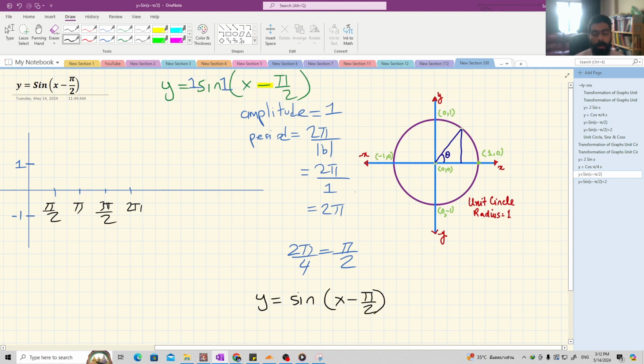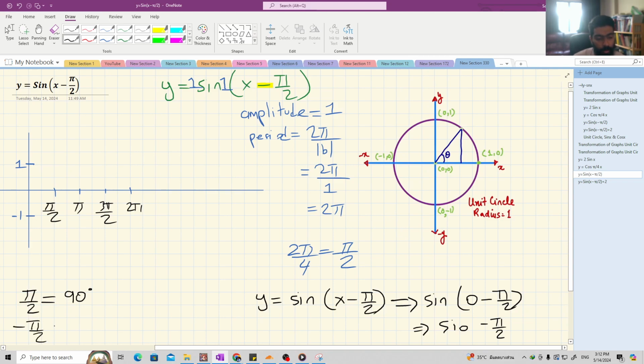Now, when we are going to calculate for 0 degrees, what do we have here? Sine 0 minus pi over 2, which is equal to sine of negative pi over 2, right, guys? Now let us take some notes here. We know that pi over 2 is equal to 90 degrees. Therefore, our negative pi over 2 will be equal to negative 90 degrees.